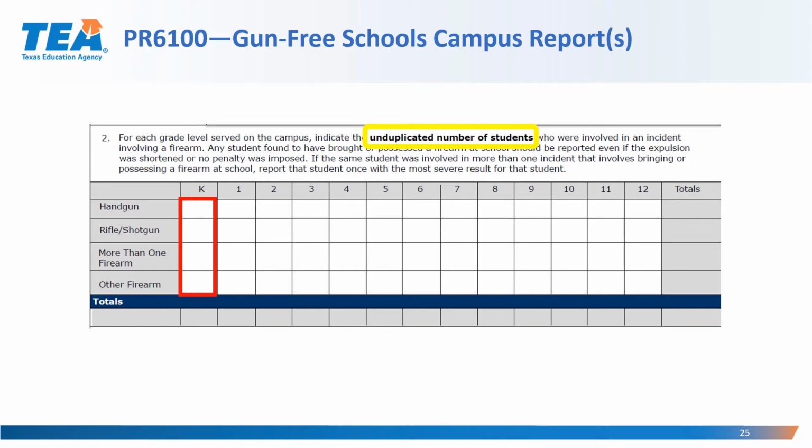The first section of the campus report is asking for the unduplicated number of students who were involved in an incident with a firearm. So the LEA would complete the report by grade to list the unduplicated number of students. If the same student was involved in more than one incident, that student would simply be counted once in association with the most severe result for that student.